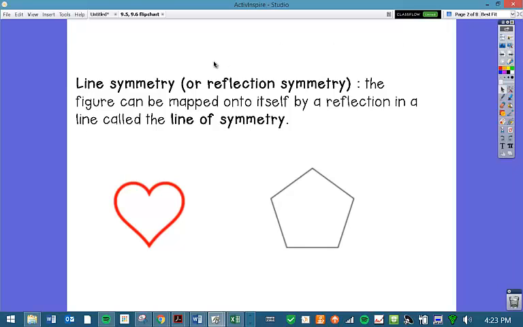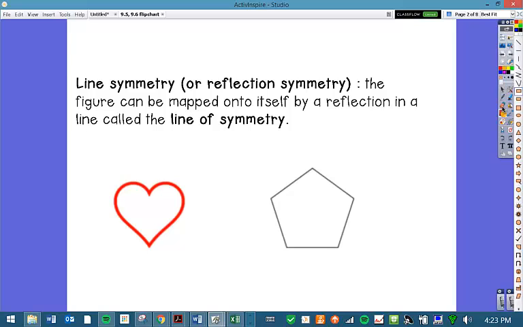Mapping something onto itself means it's kind of like if you could fold it in half and the two halves would line up perfectly. It would match up perfectly on top of itself. I think of it as you can fold it in half and the two halves would line up.